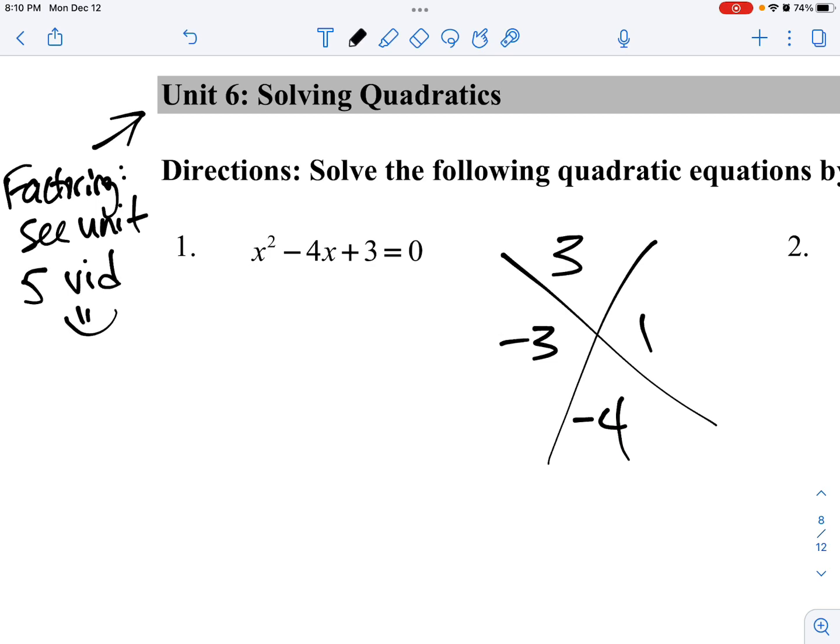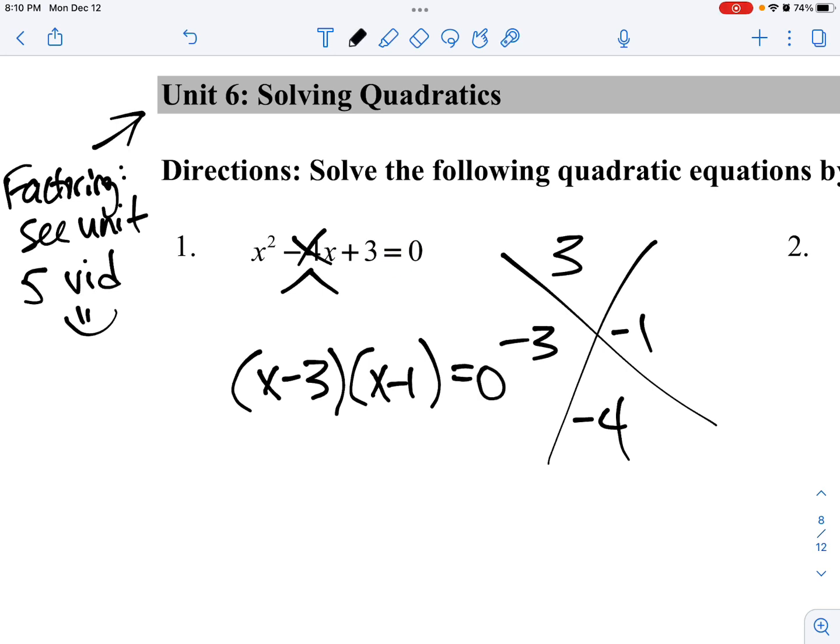to be negative. Okay, so then remember I'm going to split the middle, and I think I did this exact problem in my Unit 5 video, so you get it factored. And when you get it factored, it looks like this: x minus 3, x minus 1, and then don't forget that you still have this equals 0 at the end. Okay, so if you don't know how to go from here to here, go back and watch Unit 5, because then you'll just be able to practice this problem and get it factored into this.